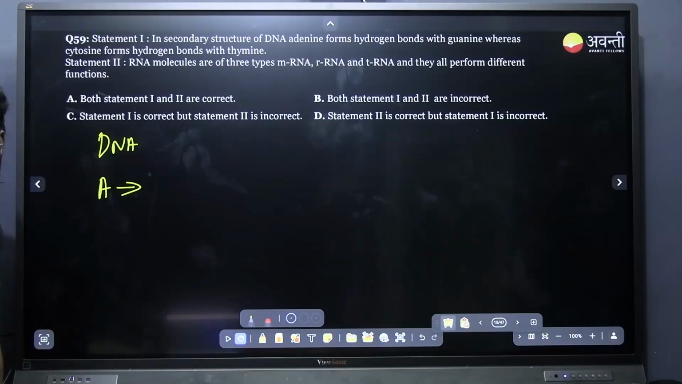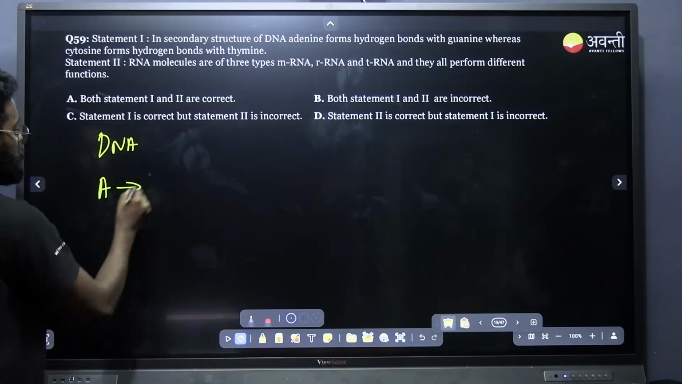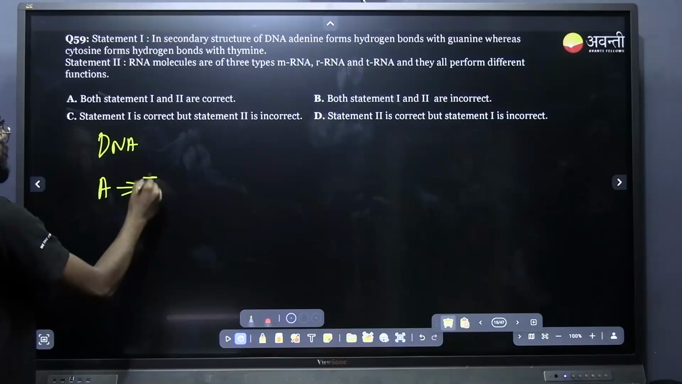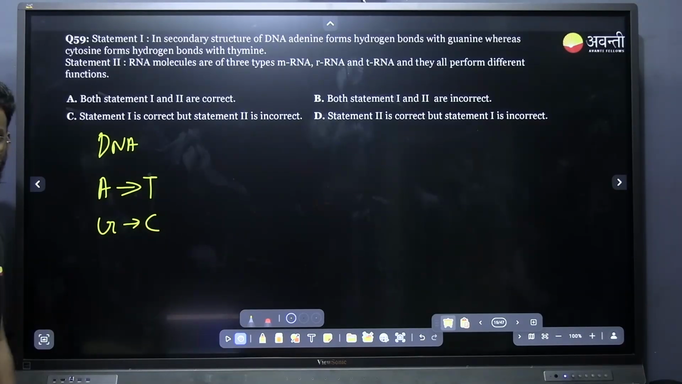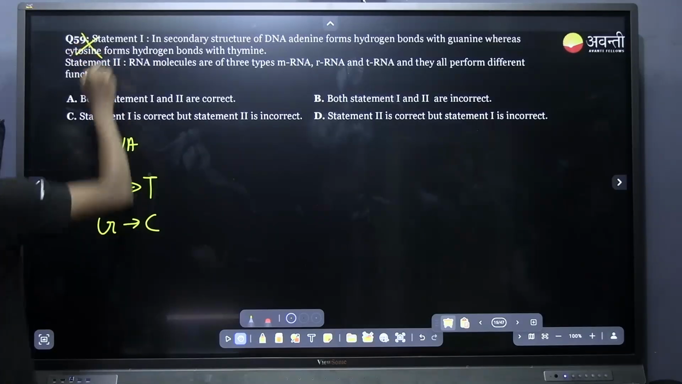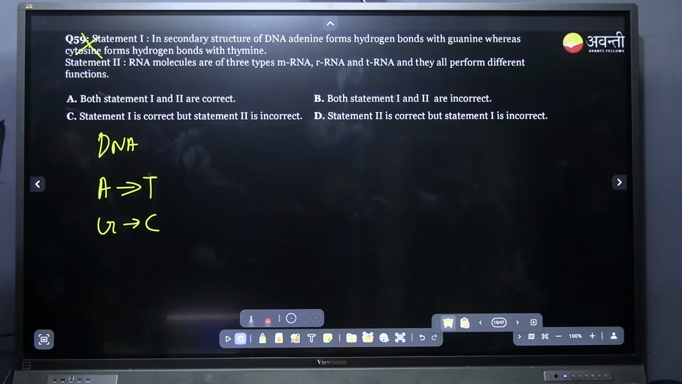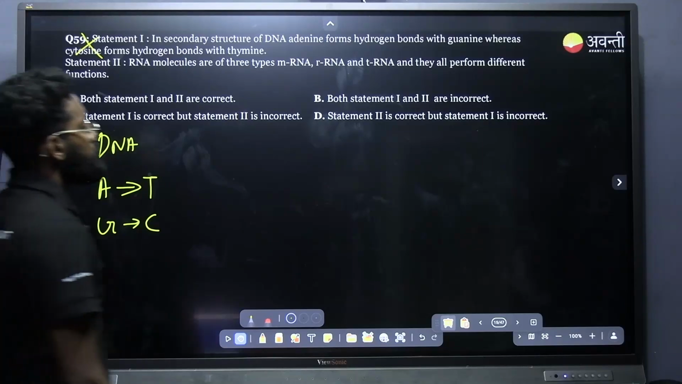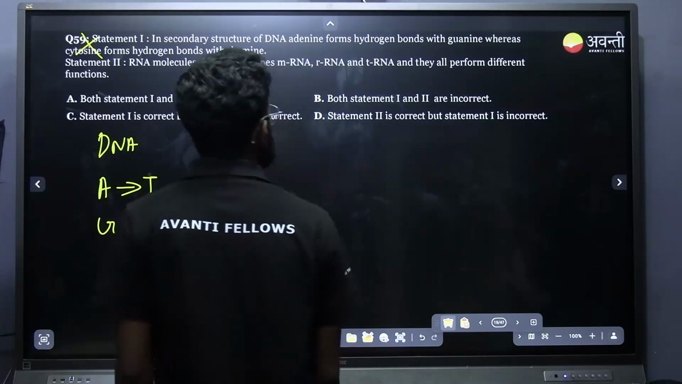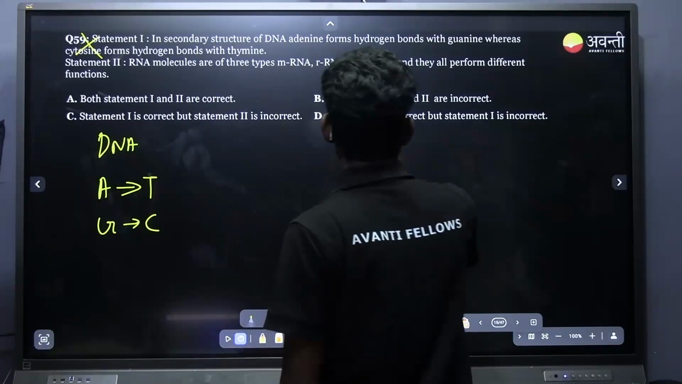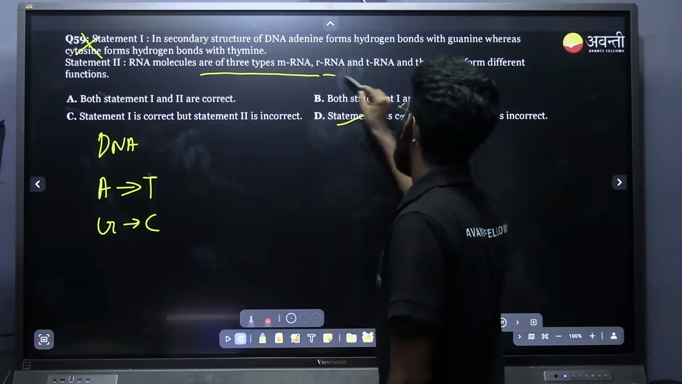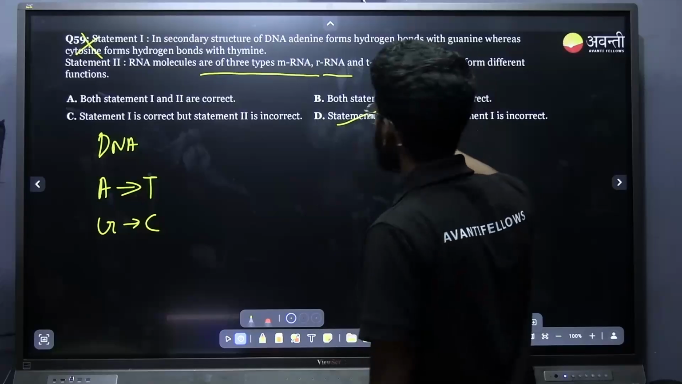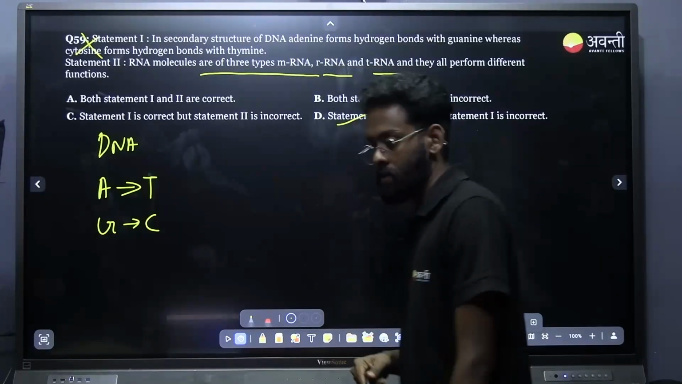Biology question? Yes, sir. All our biology students, right? Adenine will be binding with thymine and guanine with the cytosine, right? So I think this is the wrong one. What about the second statement? The first is incorrect. RNA molecules are three types: mRNA, rRNA and tRNA. They all perform different function. Is it correct? Yes, that is correct.